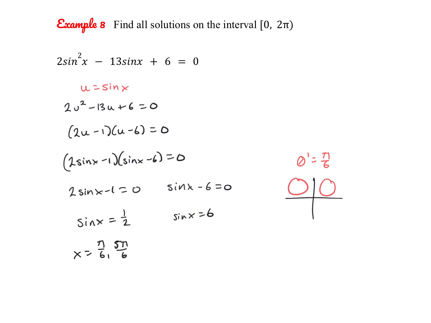And then here, this actually is undefined. There are no angles whose sine is 6. So remember, the range of sine is -1 to +1. So this doesn't give us any answers, so we just have the 2 answers, pi over 6 and 5 pi over 6.